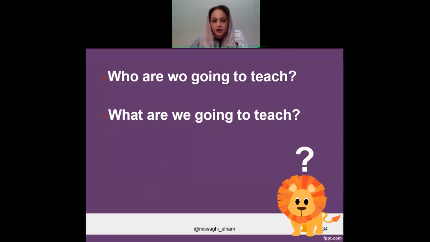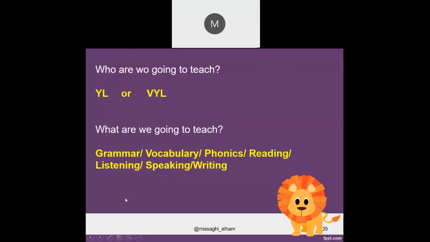Who are we going to teach? Our learners. Who are our learners? Children, young learners, very young learners. Bravo. And what are we going to teach? English? Only one skill? Yes, definitely English. But only one skill? No, the 4 skills. Yes, the 4 skills. Grammar, vocabulary, phonics, reading, listening, speaking, and writing.